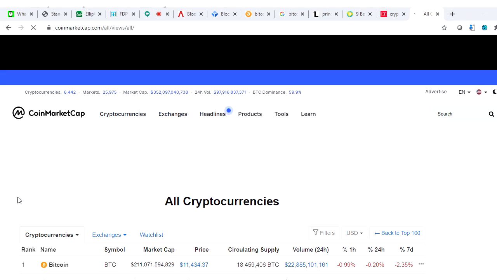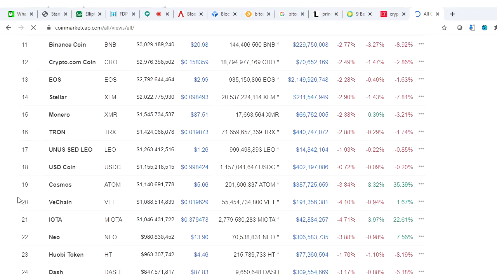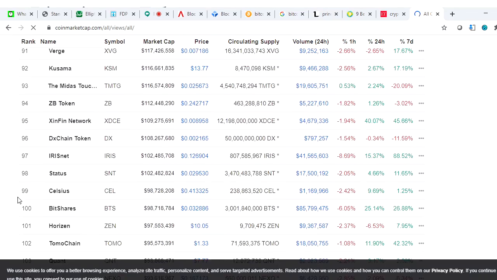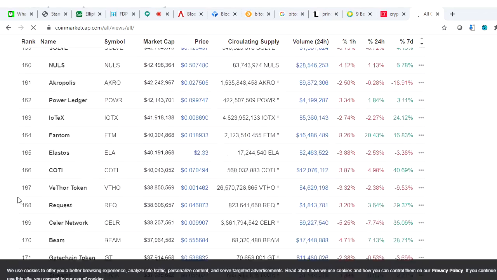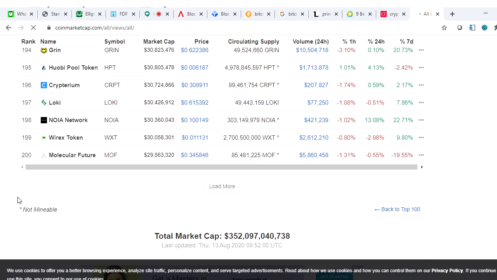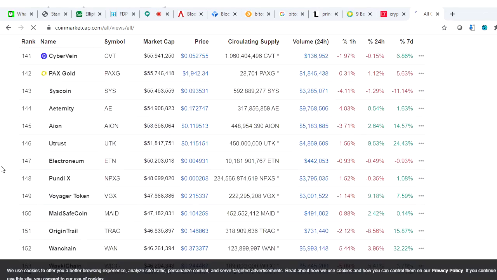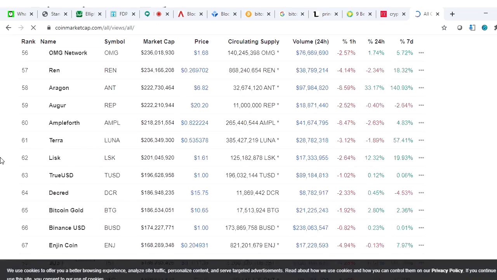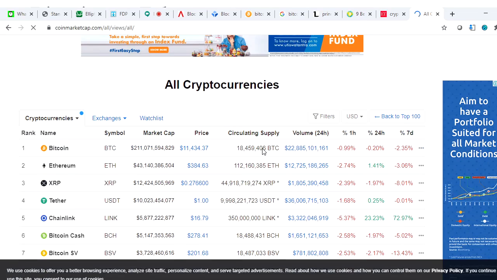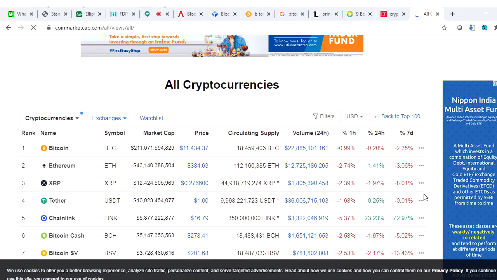If you look at all cryptocurrencies, there are so many. If I scroll down, so many cryptocurrencies are coming. Around 200 cryptocurrencies were shown here. Okay, load more. If you click load more, then you will get more cryptocurrencies. So for all these cryptocurrencies, the current rate, current price and details are there.